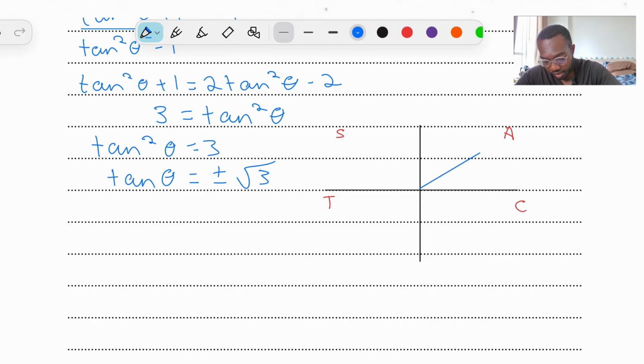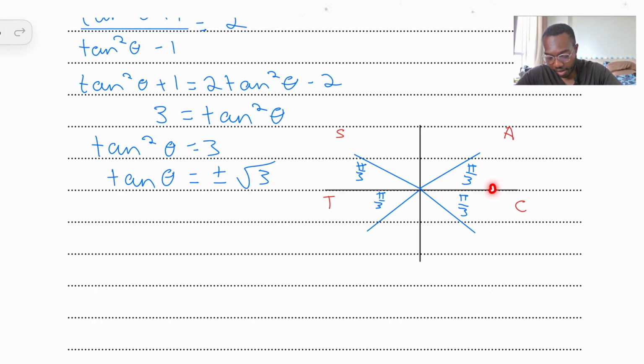So we know that we're going to have a pi over 3 here, another pi over 3 here, and another pi over 3 here. Remember, we're going to be in all quadrants because we get a plus or minus root 3. We have a positive value for tan and a negative value for tan. Now in the question, we want it between 0 and pi. That's what they state. So between 0 and pi is just this bit here, only half of the region.